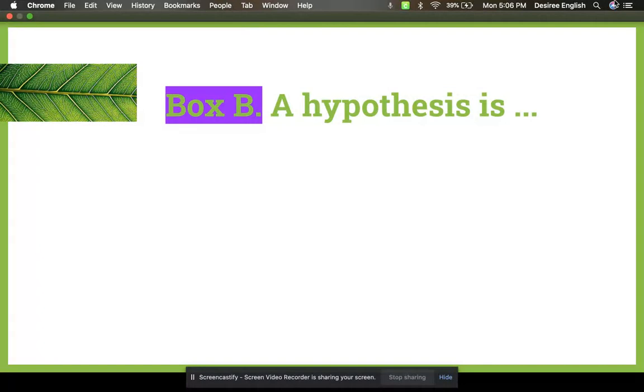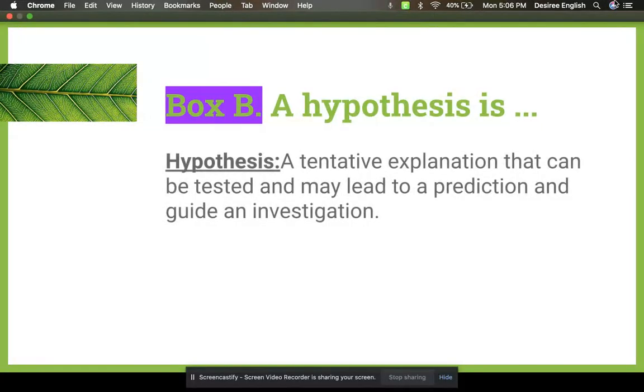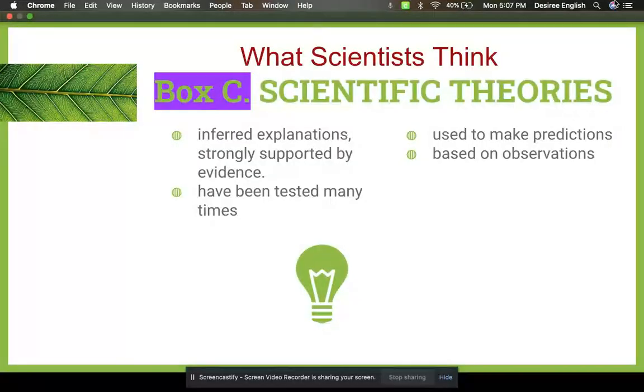Okay, box B, a hypothesis is, so this is the full written out definition. We're going to combine all of those and make it a definition. A hypothesis is a tentative explanation that can be tested and may lead to a prediction and guide an investigation. Remember, not all investigations start with a hypothesis. I know previously when you learned about the scientific method, the first thing you did was come up with a hypothesis. However, this isn't always the case. In real science, a hypothesis can help, but it's not 100% necessary.